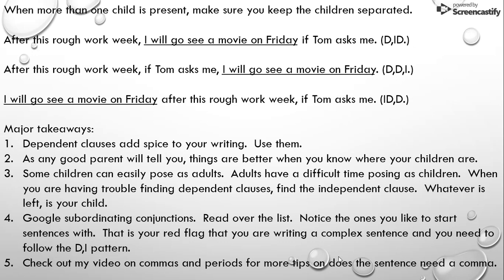If you're still a little confused about how to use commas in these types of sentences, you may want to check out my video on commas and periods. We talk about this using a couple of different examples than we've used in this video.